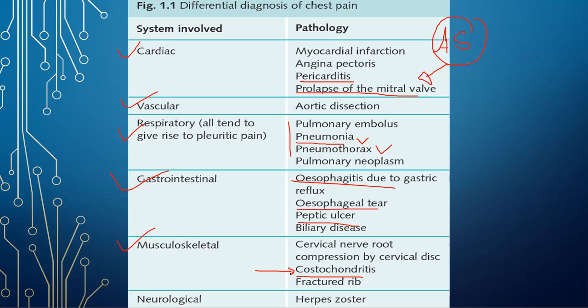Also, sometimes a fractured rib can give you chest pain. The last thing you should consider is neurological, which is herpes zoster. Herpes zoster is a skin condition which starts with a pain anywhere. Mainly they follow a particular dermatome, and after a few days of pain, the patient usually starts to develop a vesicular rash. The rash is very painful, usually follows one or two particular dermatomes, and doesn't cross the midline.